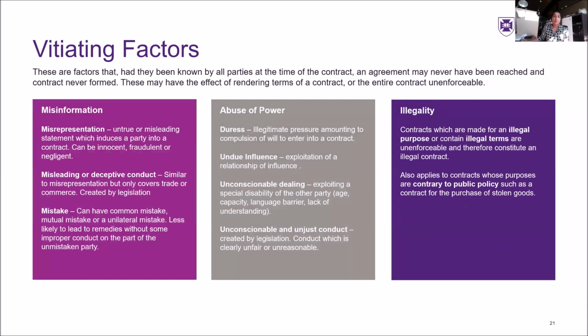There are other vitiating factors in addition to these, which are things like lack of capacity or lapse of time. But these are some of the bigger ones. And as mentioned, if any of these are proven, it can lead to remedies for the harmed party, the standard remedy being rescission of the entire contract. So the contract is rescinded and the parties are put back in the position that they were in before the contract was entered into. But it might also be the case that damages are available if parties have incurred costs along the way in the course of the contract being on foot.